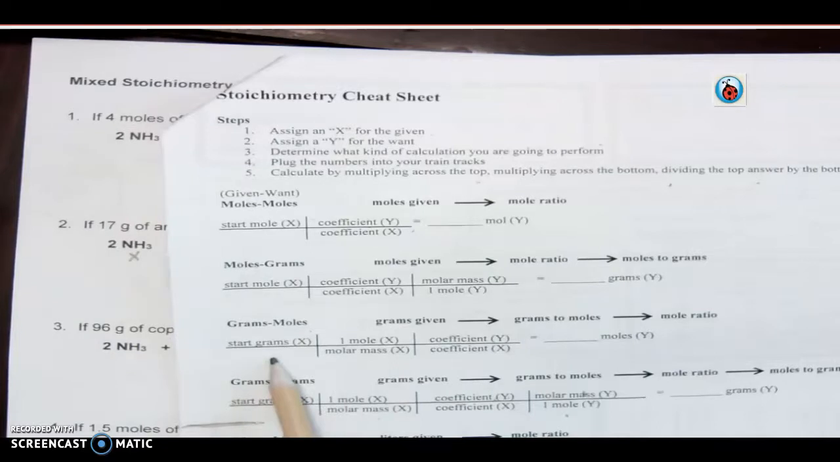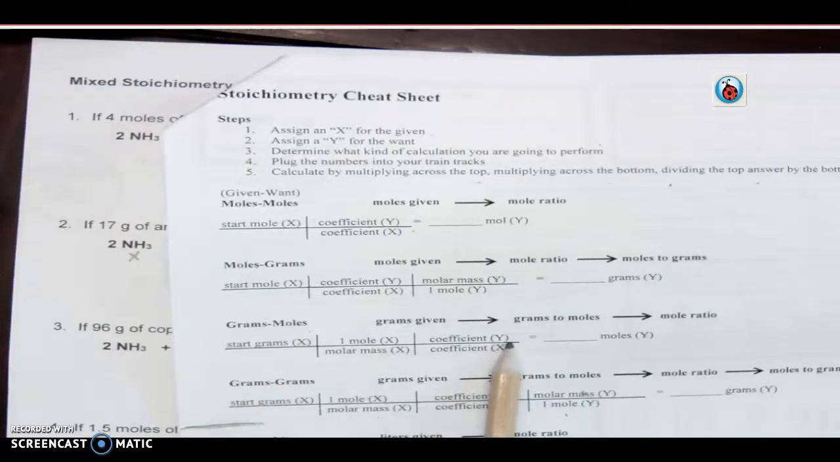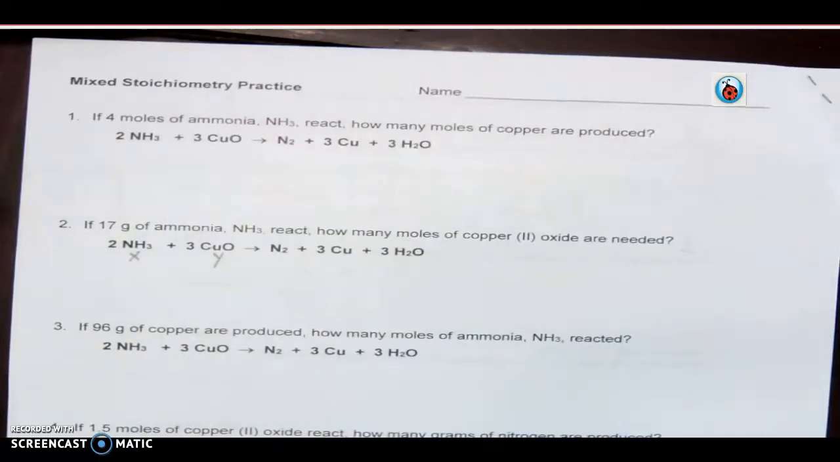So I know I'm going to set up my train tracks, and it's going to take 2 train tracks to get there, and I'm just going to follow along. Okay, so pick out, what do I know, what do I want to know, and do the correct calculation. Let me know if you have any questions.